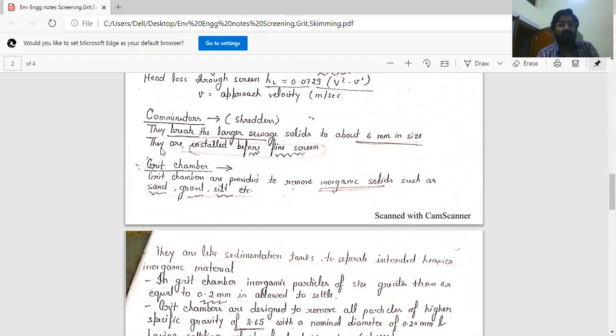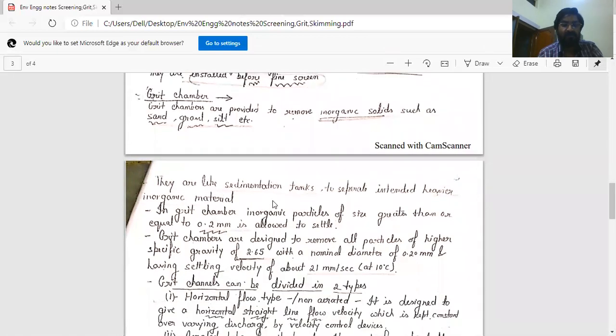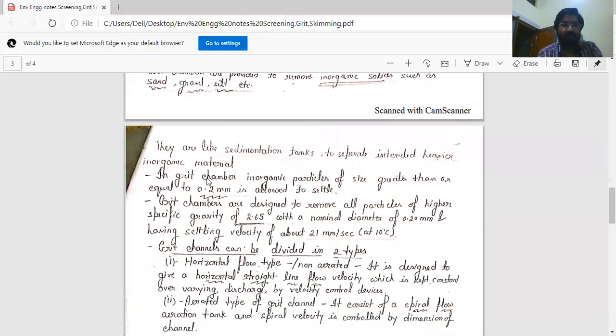The second unit in preliminary treatment of wastewater is the grit chamber. Grit chambers are provided to remove inorganic solids such as sand, gravel, silt, etc. from the wastewater. They are like sedimentation tanks.